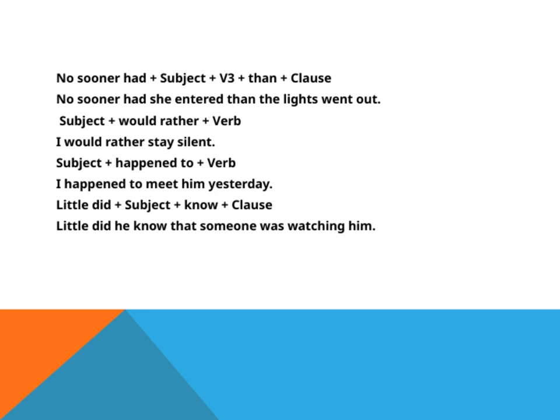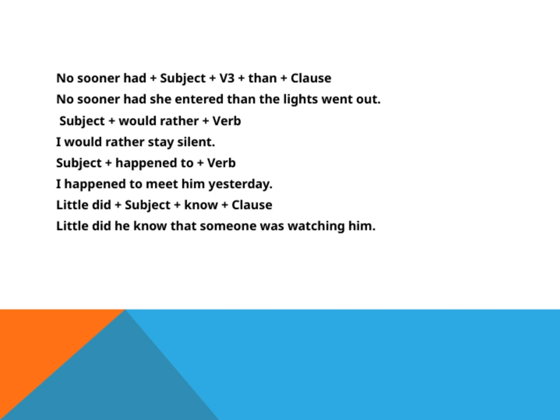Next, there's subject plus would rather plus verb. This is a way to express a preference or a choice. For instance, I would rather stay silent shows a clear preference for remaining quiet over speaking. Then we have subject plus happen to plus verb. This phrase indicates a chance or accidental occurrence. For example, I happened to meet him yesterday suggests that the meeting was unplanned or incidental.